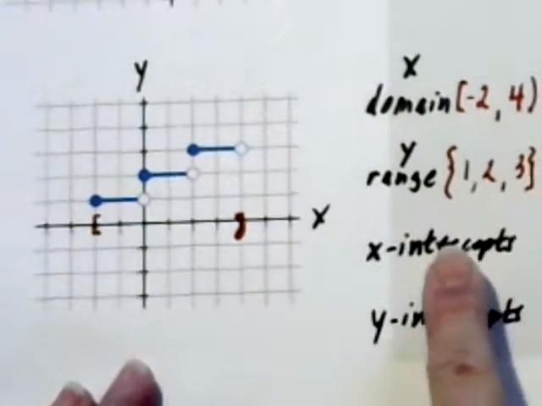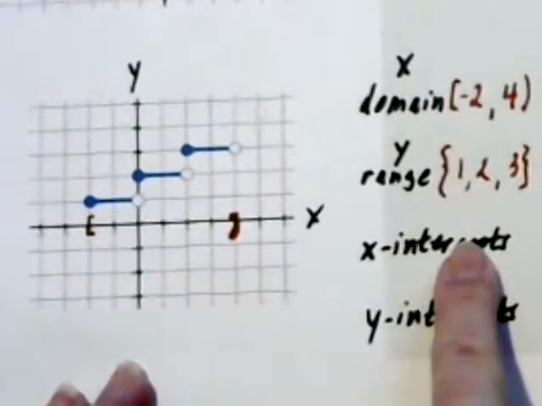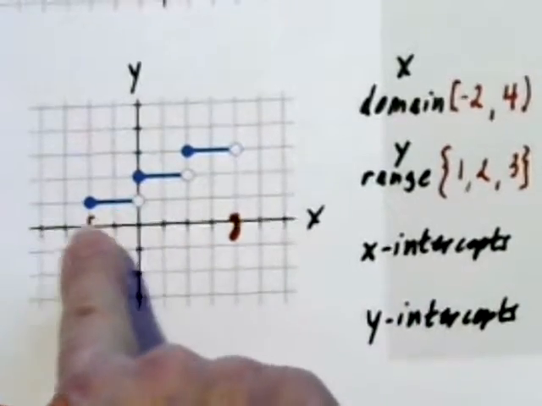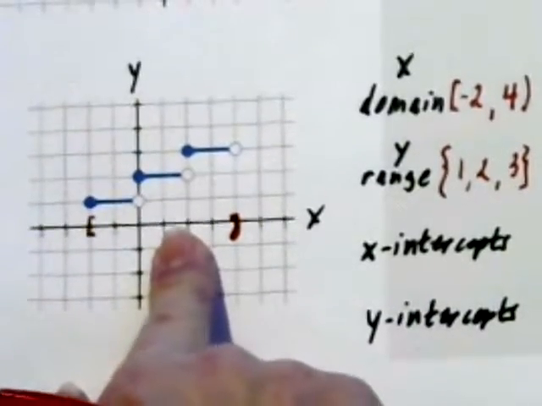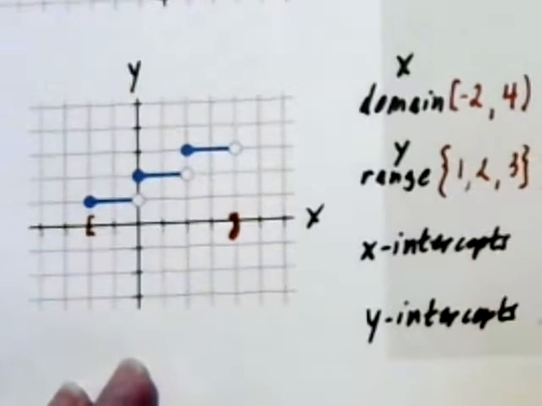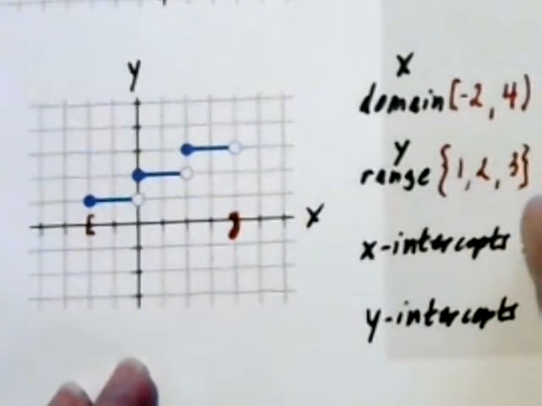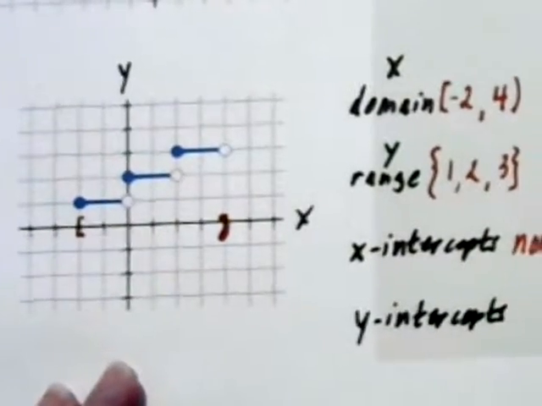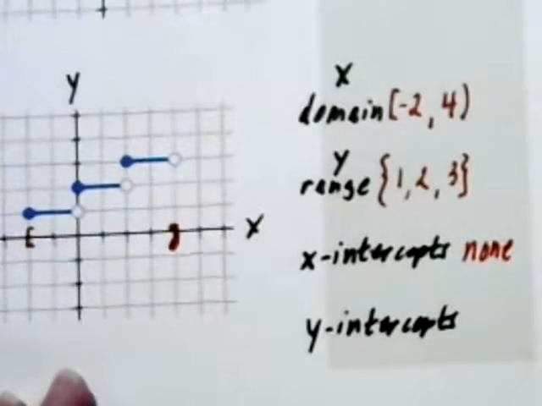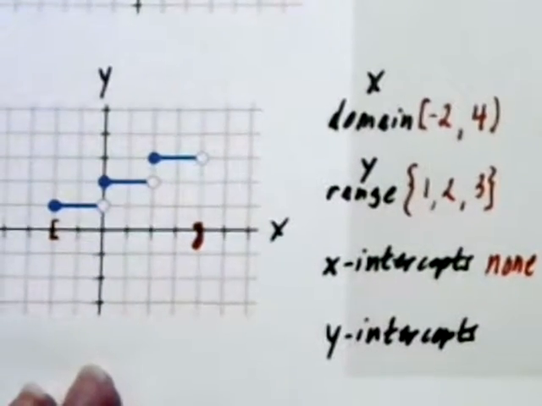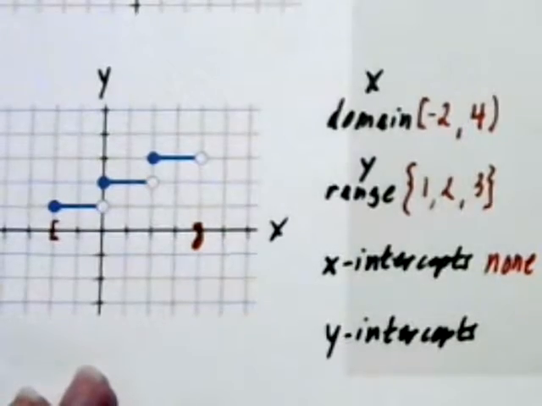Now let's take a look at our intercepts. For our x-intercepts, when we look at this, there's no place where our graph either crosses through or touches the x-axis. So there are no x-intercepts. In regards to y, it looks like there's potentially 2.